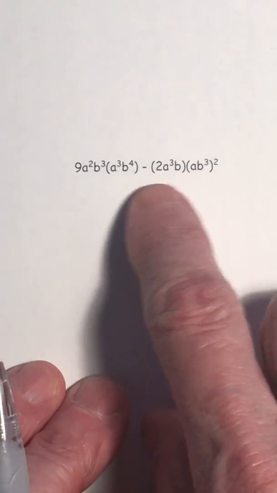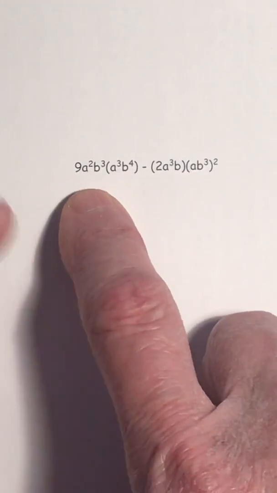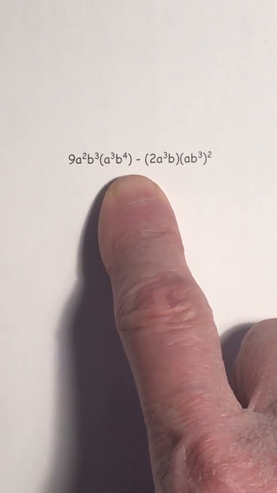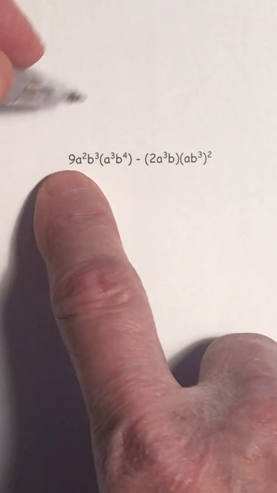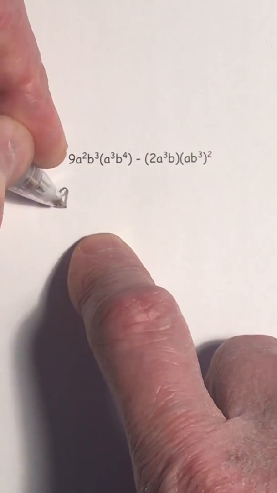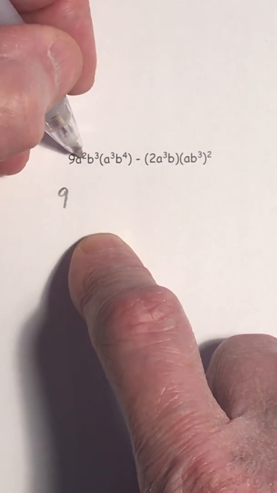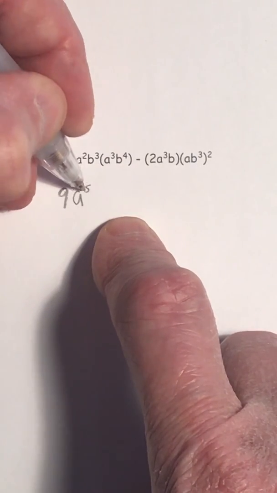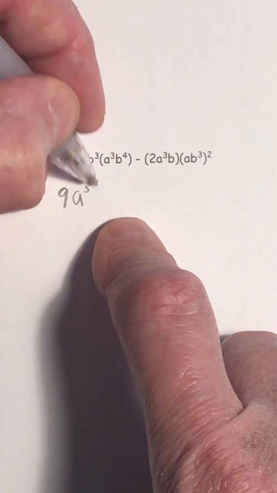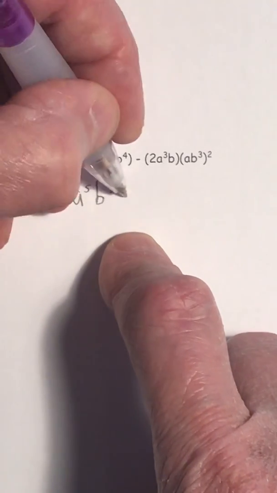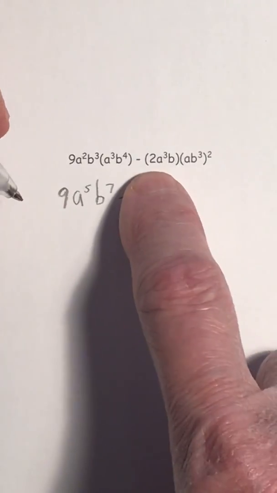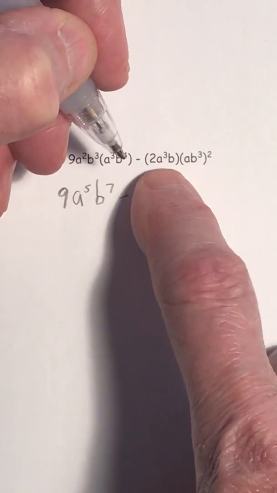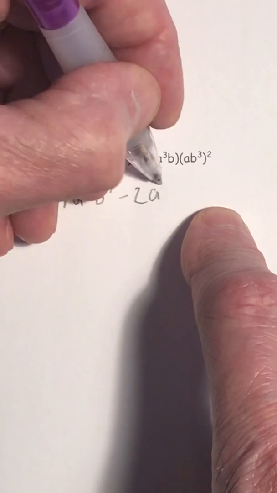There's a subtraction, and it's similar start. We're going to simplify and simplify, and then we'll see if we have like terms that can be subtracted. So it's 9, no other coefficient. A to the second times a to the third makes that a to the fifth. And b to the third, b to the fourth, we get b to the 7. Then over here, there's no other coefficient, so it's just 2. A to the third times a makes it a to the fourth.